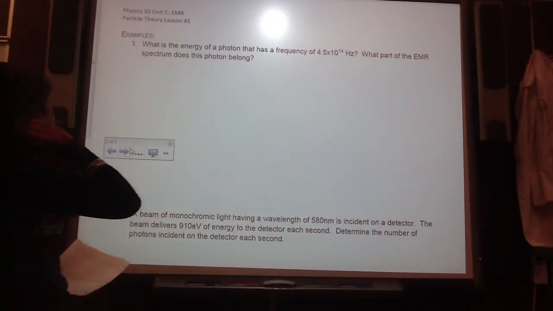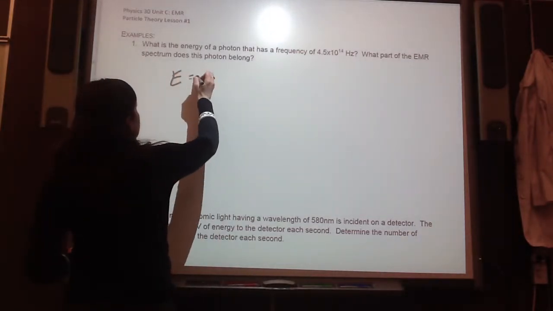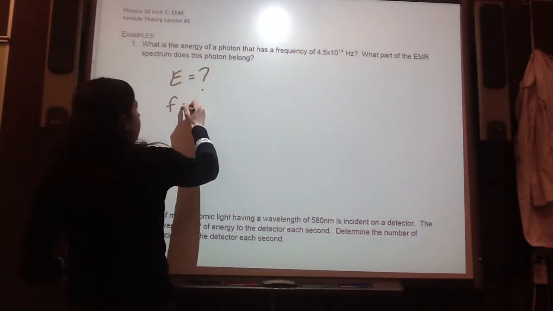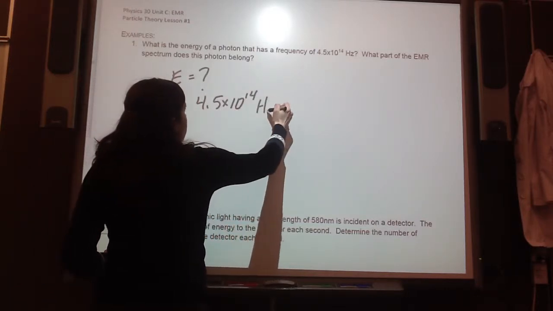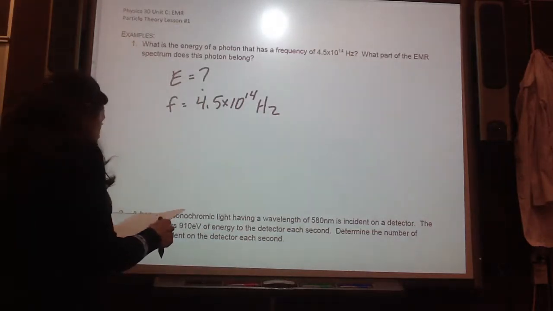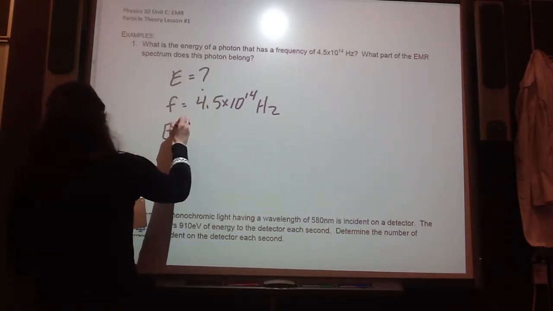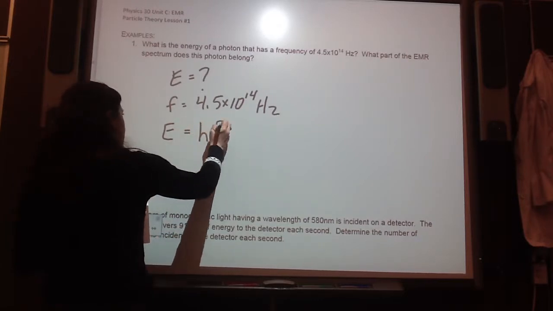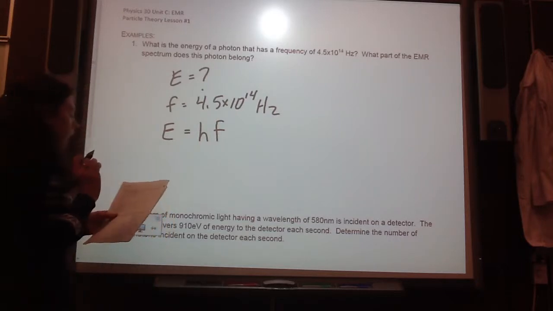What is the energy of a photon that has a frequency? So we're looking at the energy of one photon that has a frequency of 4.5 times 10 to the 14 hertz. Okay, so we're looking for E is equal to H times F. We can use that formula.